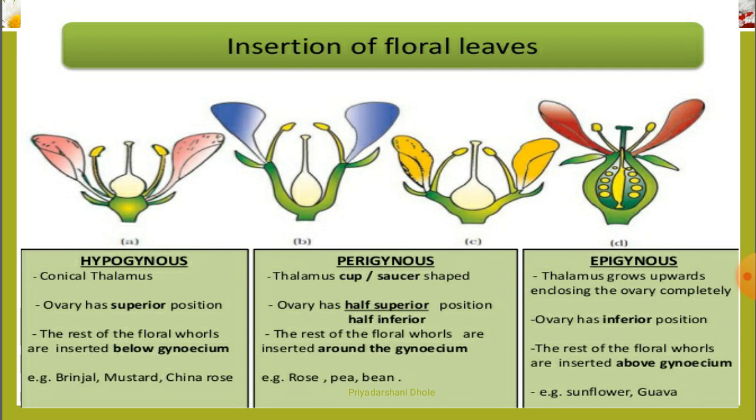Next one is epigynous. Thalamus grows upward, enclosing the ovary completely. This is the epigynous. And ovary has an inferior position. The rest of the floral whorls are inserted above the gynoecium. All floral whorls are above the ovary, and it is called epigynous. Examples are sunflower and guava.